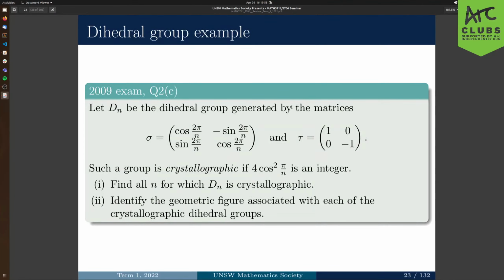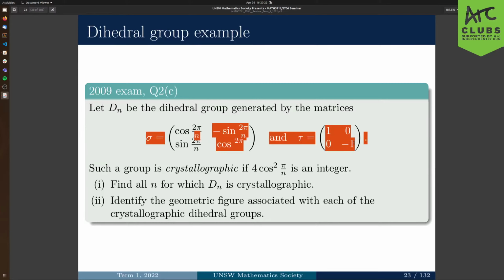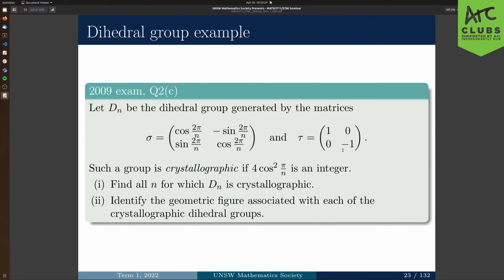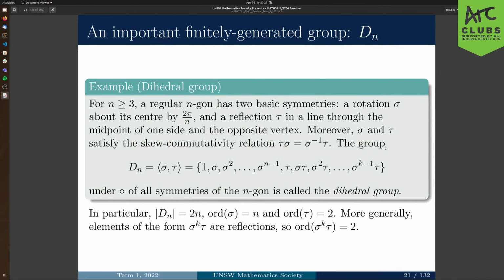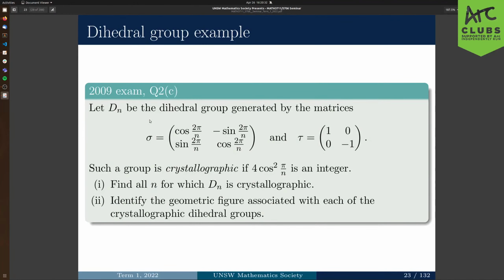An example of the dihedral group is one that I found from a really old exam. This is looking at all dihedral groups as matrices. If we look at the rotation, it's going to look like this, which is very obviously a rotation matrix about 2π/n. And this here is some sort of reflection. So if we treat these as the isometries that we were talking about, then I have some sort of matrix group as well.